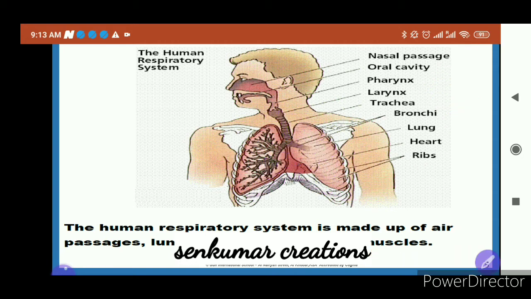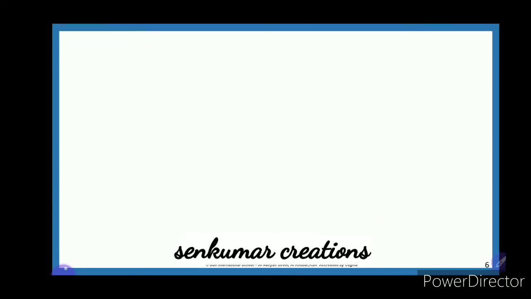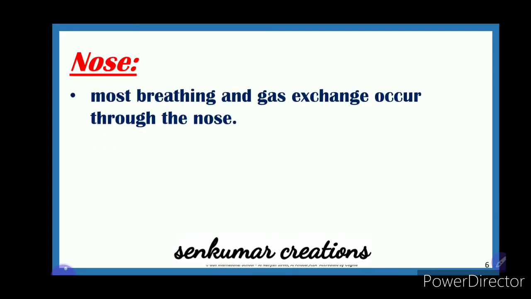Okay students, now these are the different parts found in the human respiratory system. The human respiratory system is made up of air passages, lungs, and the respiratory muscles. Okay, let's see now one by one. First, let's see about the nose. What is the nose? We know it very well. It is a sense organ also, and through it gaseous exchange or breathing takes place. Most breathing and gas exchange occur through the nose.